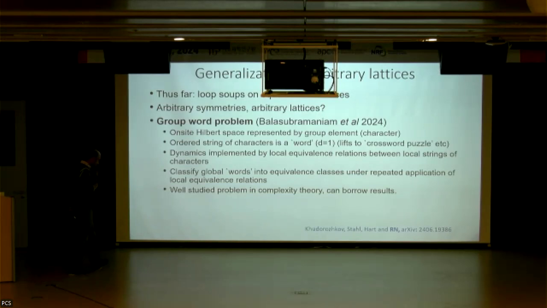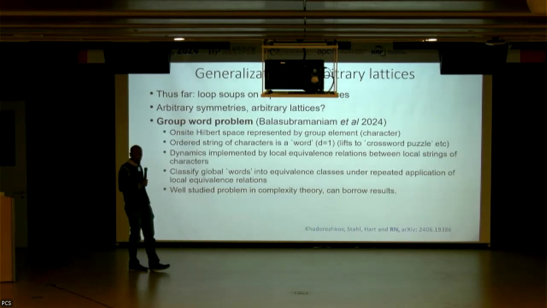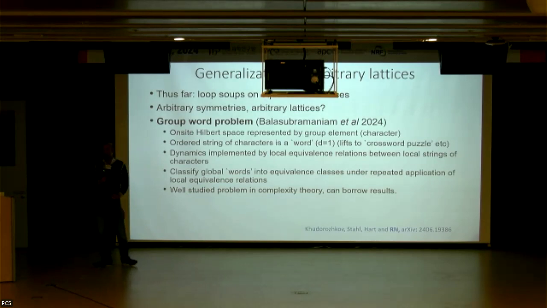The formalism to use here is what's called the group word problem. The setup is you consider a Hilbert space where the on-site Hilbert space is spanned by a set of characters, each character representing a group element. If you're in 1D, then your many-body Hilbert space consists of strings of characters, which you can call words. If you're in 2D, this lifts to a sort of crossword puzzle and so on. And the dynamics is implemented by local equivalence relations between strings of characters. Then the problem is really one of classifying words into equivalence classes under this dynamics.